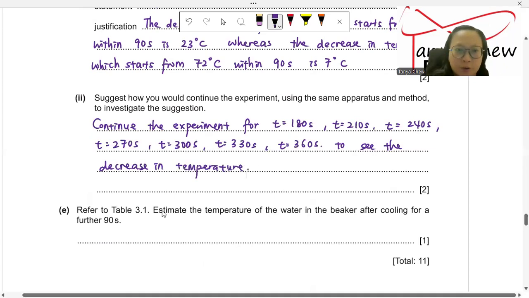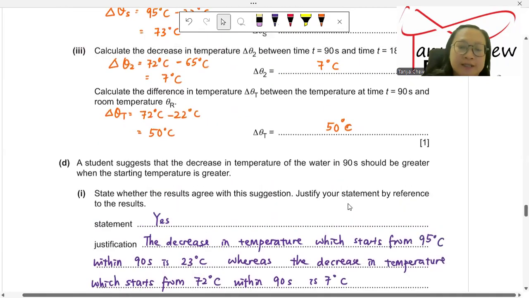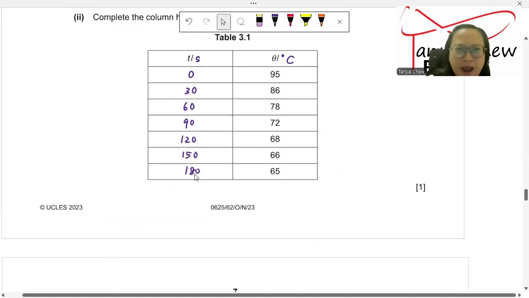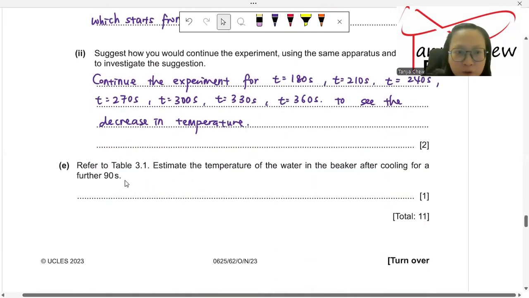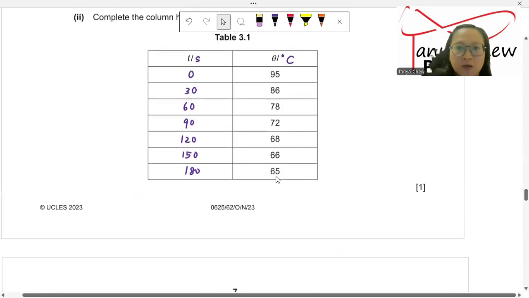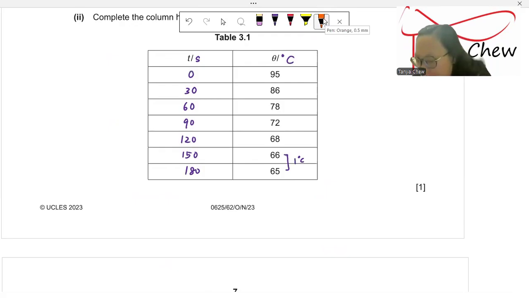Yeah. So E, refer to table 3.1. Estimate the temperature of water in the beaker after cooling for a further 90 seconds. Okay, this one we have to do some prediction. So I predicted, you see, they start from after cooling for a further 90 seconds. So I would see here, this is a decrease in temperature. This is 1 degree Celsius. Continue for another 90 seconds. So this is 180. So you take 180 plus 30 first.